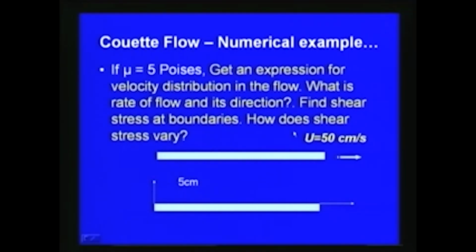So, now the problem is that here we have one fixed plate, and another plate is moving with a velocity of 50 centimeter per second, and the distance between the plates is 5 centimeter. Then the fluid is passing between these plates, and its dynamic viscosity is 5 Poise. So, we want to derive an expression for the velocity, and then rate of flow and shear stress. So, this is the problem.